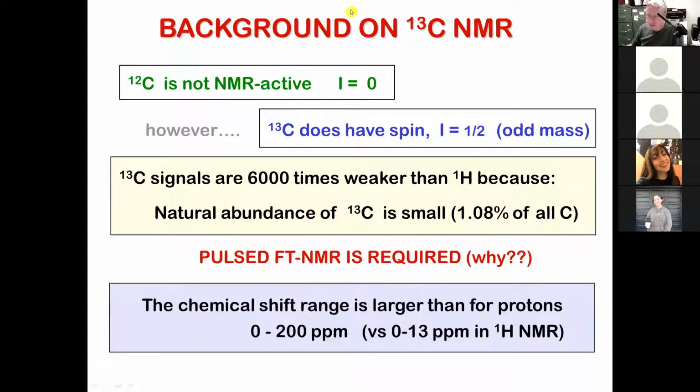Another interesting thing about C13 NMR was the chemical shift range is larger than protons. It's about 0 to 200. For proton, it's usually about 0 to 13, right? You remember that. The chemical shift range in proton is about 0 to 13. With carbon, it's a wider range. Okay.